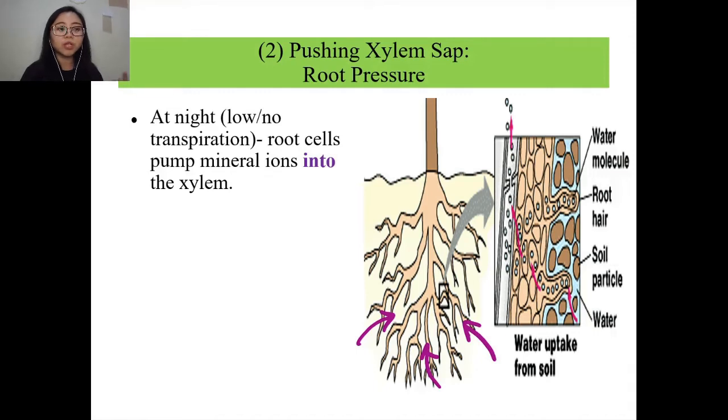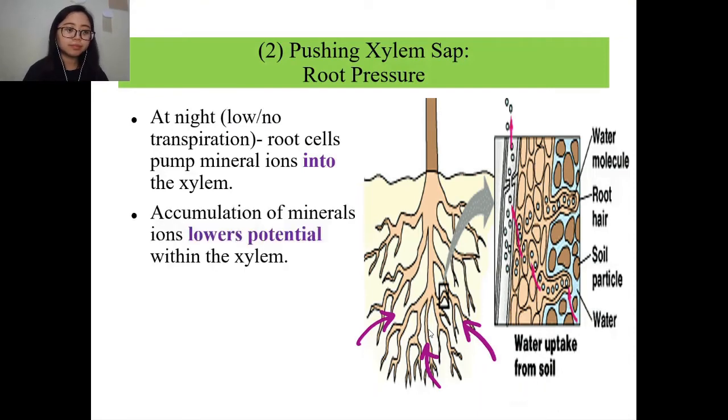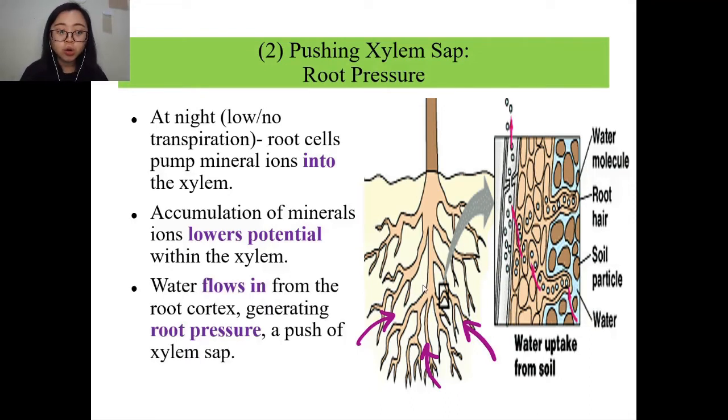So, the root cells will still continue to pump mineral ions into the xylem, as shown in this purple arrow. Mineral ions go in there. Then you will have accumulation of mineral ions, which lowers the water potential in the xylem. Disebabkan akar masih pump mineral ion masuk ke dalam xylem, water potential of the xylem will be low. So, water will flow in from the root cortex, generating a root pressure, a push of xylem sap.